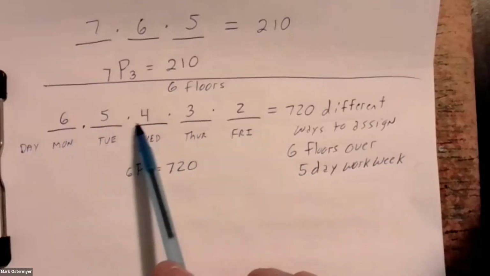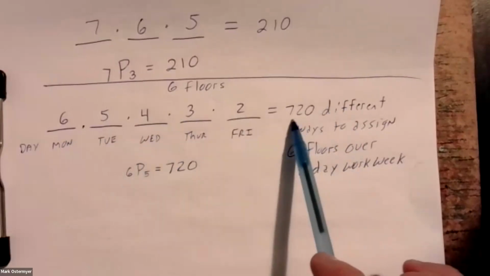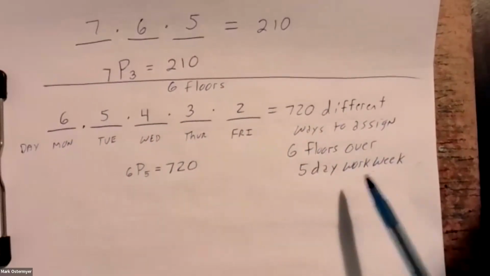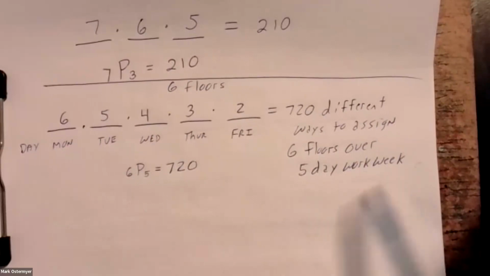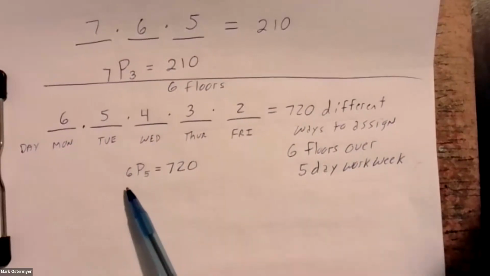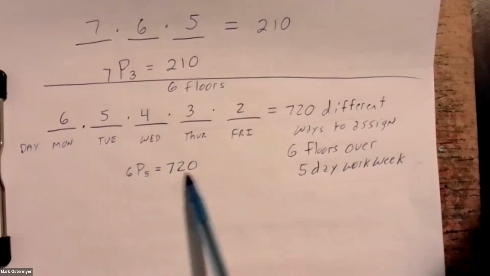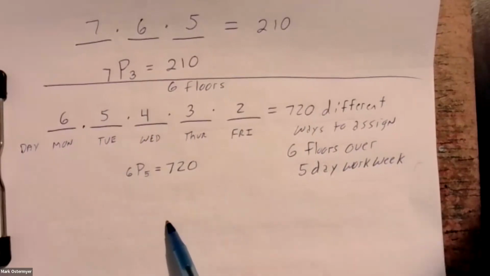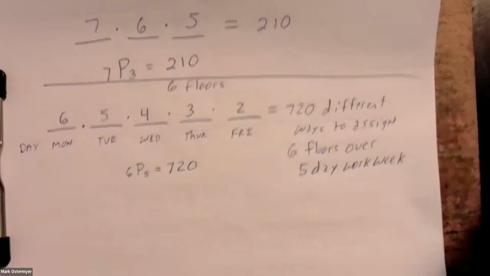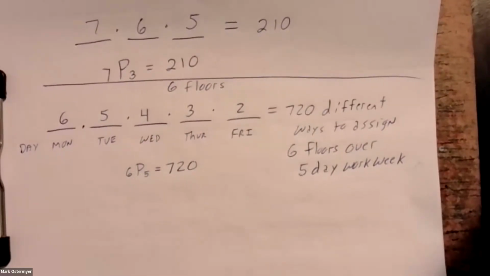So 6 times 5 times 4 times 3 times 2 is 720 different ways of assigning 6 floors over a 5-day work week. And that could also be computed by using the permutation function. 6 permuted 5 ways is equal to 720. Okay. Anybody get that? Anybody get 720?